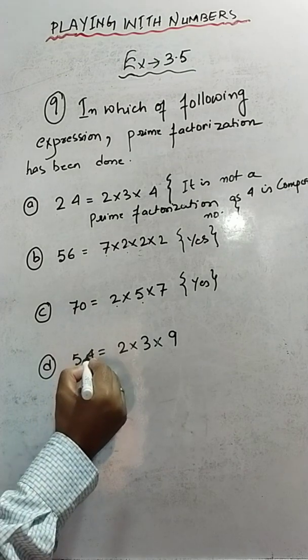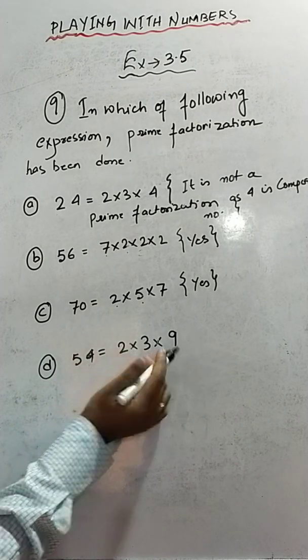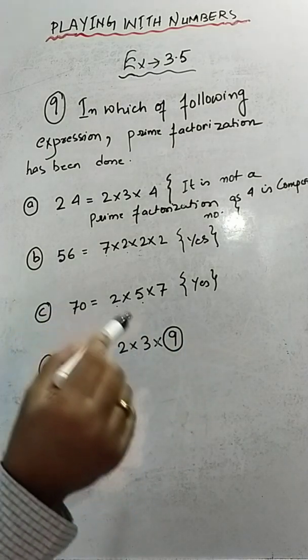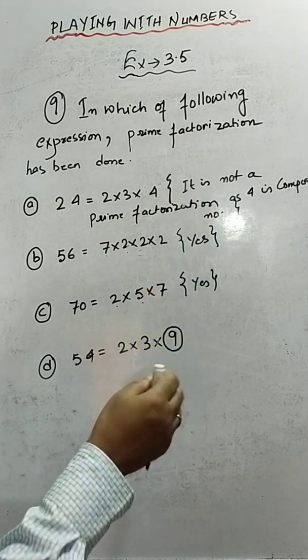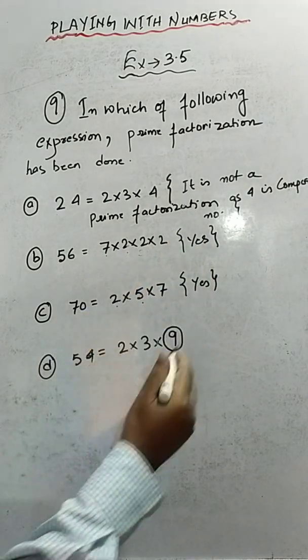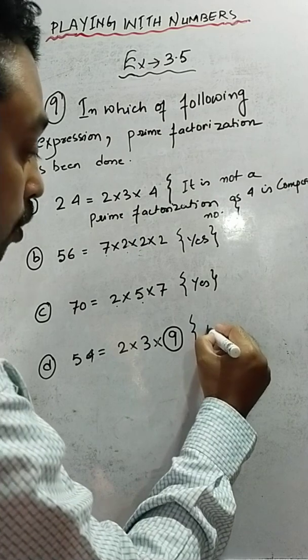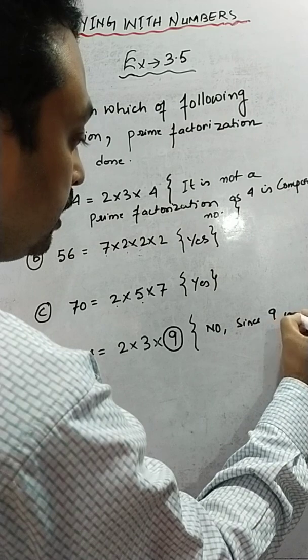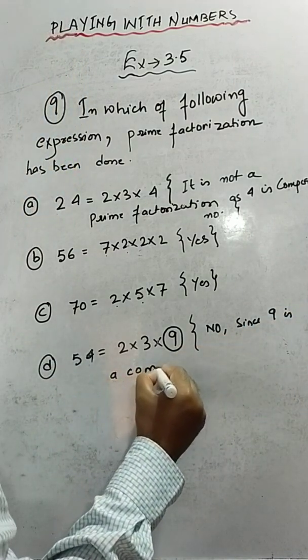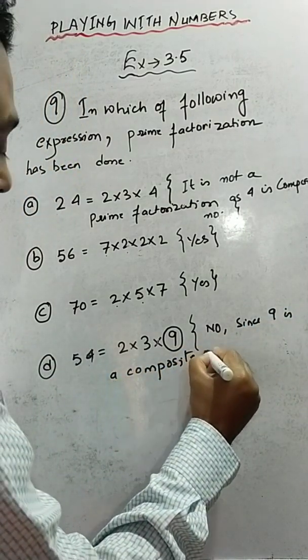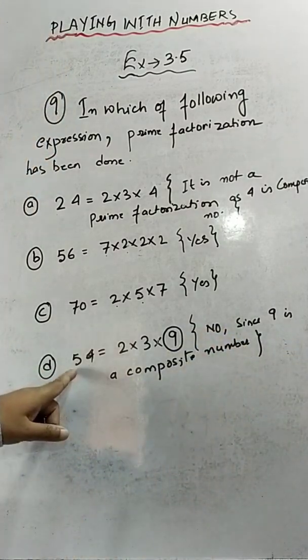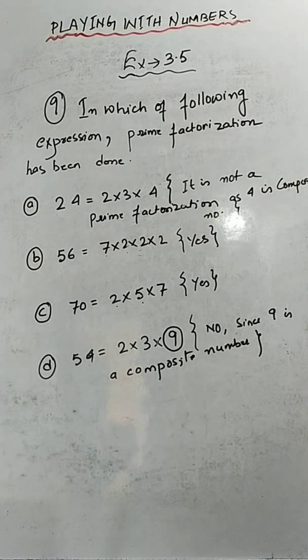Now again see 54, the last one. The first two numbers are prime numbers, but again this 9 is not a prime number. So I'm repeatedly saying that in prime factorization method we do not use composite numbers. Fine. So that is the reason we will say no. And why no? Since 9 is a composite number. And this is the reason why this is not a proper prime factorization. Fine. So now let's move on to sum number 10.